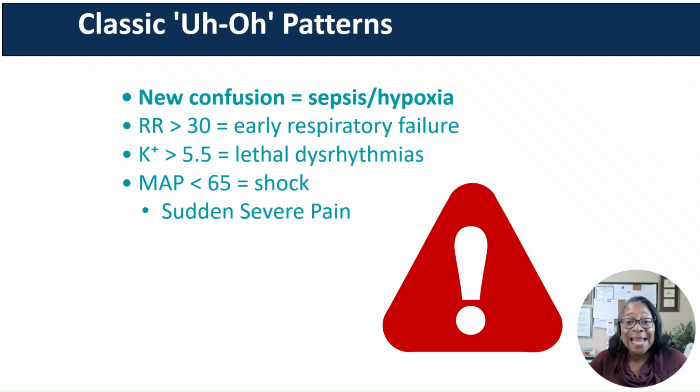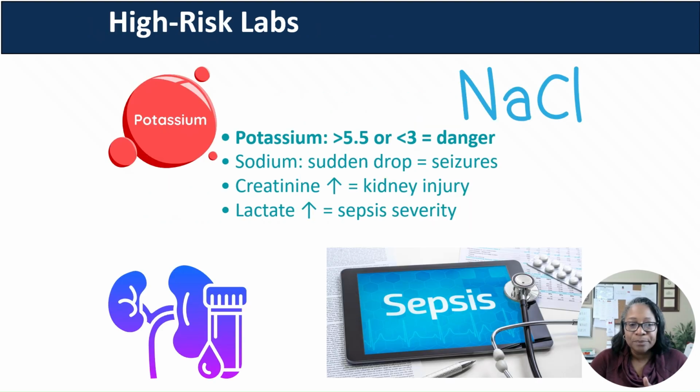Okay. And number eight, rapid neural changes. That is an emergency. If a patient has sudden slurred speech, facial droop, one-sided weakness, that's letting you know stroke. These eight things are always high priority. Okay. Now let's go into labs.